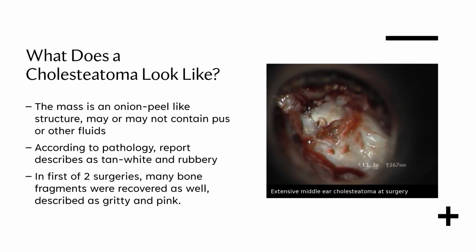What does a cholesteatoma look like? The mass is an onion peel-like structure, and it may or may not have fluids inside of it. According to a pathology report, it is described as a tan, white, and rubbery mass. In the first of two surgeries, many bone fragments were recovered as well, described as gradient pink, and that was from decomposition.